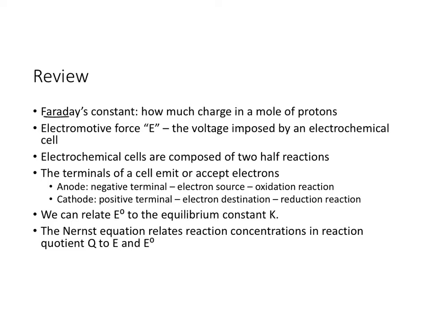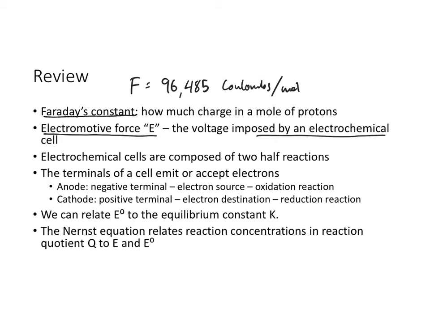Okay, first remember we talked about Faraday's constant, usually indicated with the symbol F, and that's 96,485 coulombs per mole of protons, and that number is negative for mole of electrons. We saw the electromotive force, which is the voltage that's going to be imposed by an electrochemical cell. We saw how electrochemical cells have 2 half reactions, so they have 2 compartments in which different reactions are occurring. One is going to be releasing electrons, the other one will be accepting electrons.